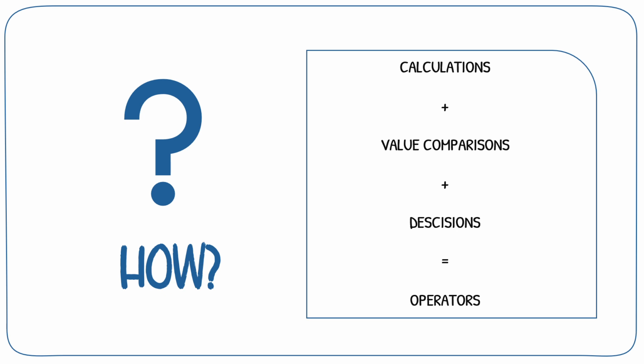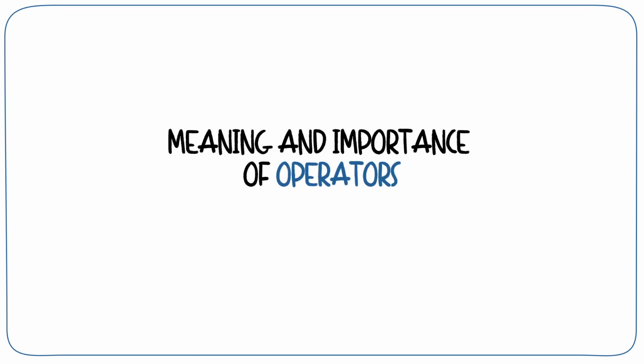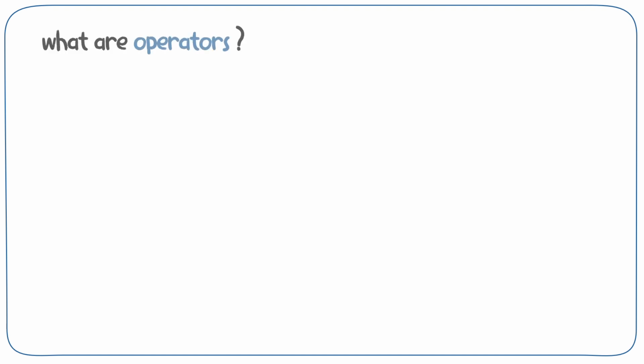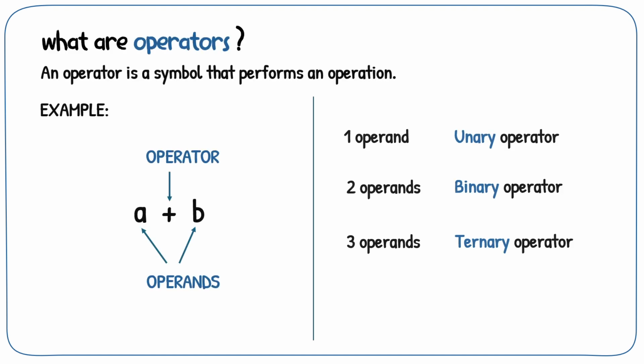Before learning about different operators, we will be learning about the meaning and importance of operators here. So what are operators? An operator is a symbol that performs an operation. For example, if we write a plus b, the operator plus is acting on the two operands a and b. Here a and b are called operands. If any operator acts on a single variable, it is called a unary operator. If any operator acts on two operands, then it is called a binary operator. And if it acts on three variables, then it is called a ternary operator. This is one type of classification.